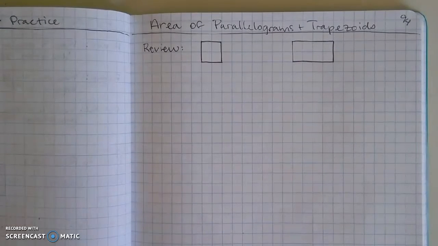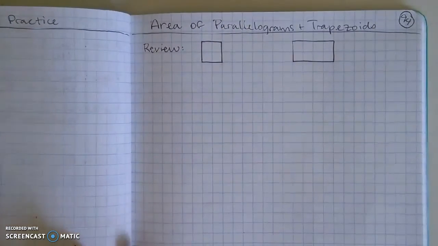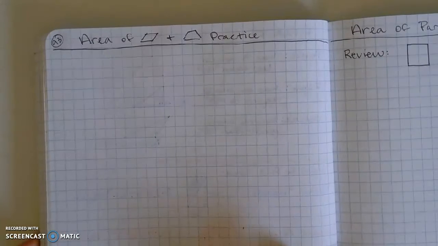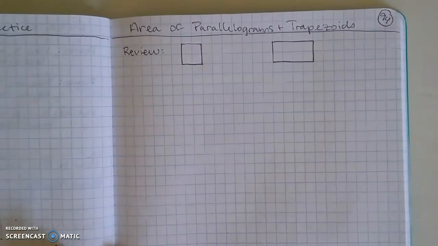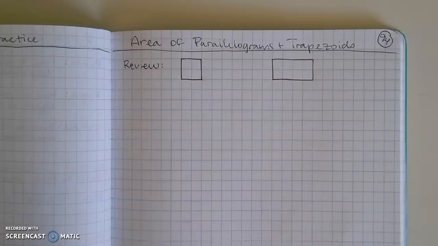We're going to dive into an area of a different shape now. We're going to be talking about area of parallelograms and trapezoids. So that's going to be on page 93 and 94. 94 is going to be our note page and 93 will be our practice. Today we're just going to do a quick review of area of squares and rectangles.